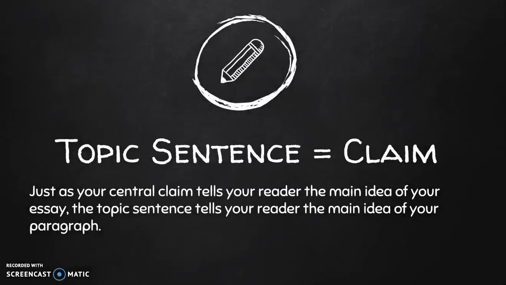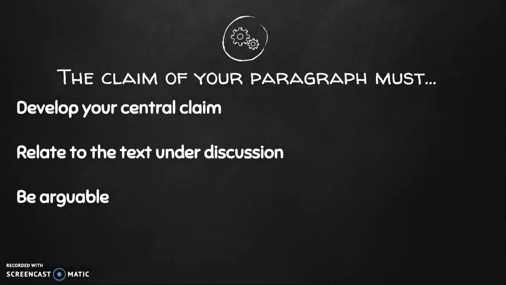A topic sentence is essentially the same thing as a claim. Your central claim tells your reader the main idea of your essay. In the same way, the topic sentence tells your reader the main idea of your paragraph. The claim of your paragraph must develop your central claim, relate to the text under discussion, and be arguable.